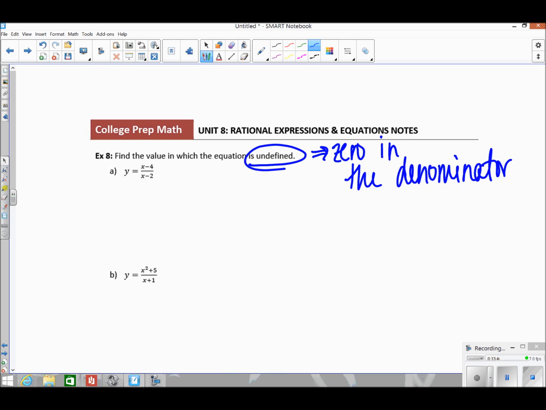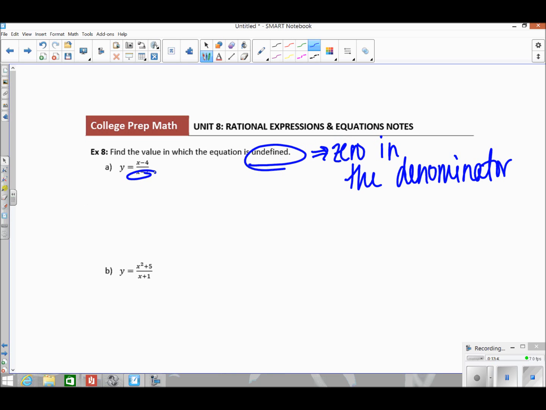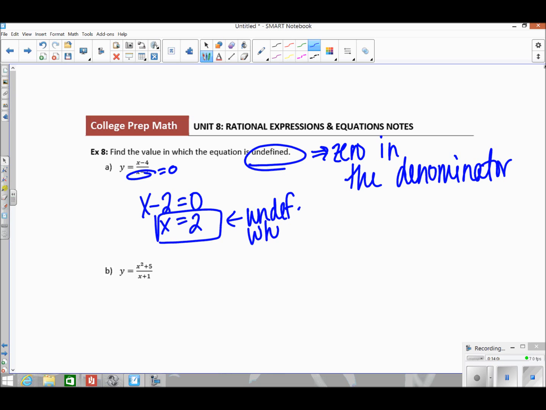So basically what you do is you're just going to set the denominator equal to 0. So I had x minus 2 equals 0. Solve that, so bring over the 2, you get x equals 2. So the equation is undefined when x equals 2. That's what it means.